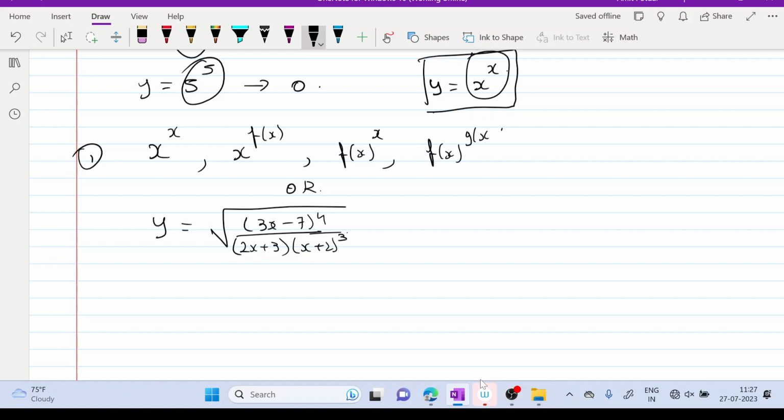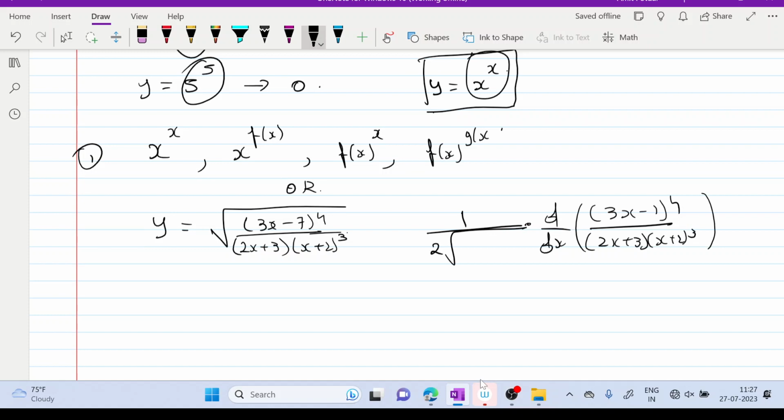Direct formula नहीं है. Now this problem can be solved by the normal chain rule, कर सकते हैं, because वो root है तो उसका derivative क्या हो जाएगा, 1/2 root पूरा का पूरा into d by dx of the inside function. So that will be 3x minus 7 raised to 4 divided by 2x plus 3 into x plus 2 the whole cube. लेकिन इसका प्रॉब्लम क्या है, इसको u upon v करना पड़ेगा. So that is another hard work.